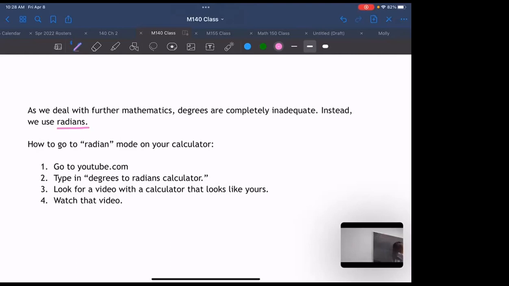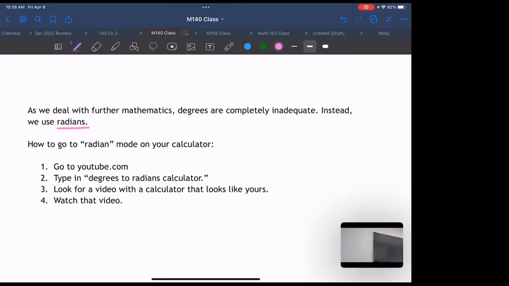okay? Now you all have different calculators if I'm looking around here. So what I want you to do is, sometime between now and when we start dealing with trigonometric functions, I want you to look at your calculator. I want you to go to youtube.com, type in degrees to radians calculator in the search bar, okay? You're going to look through all the videos and find a calculator that looks like your calculator, and then you're going to watch that video.